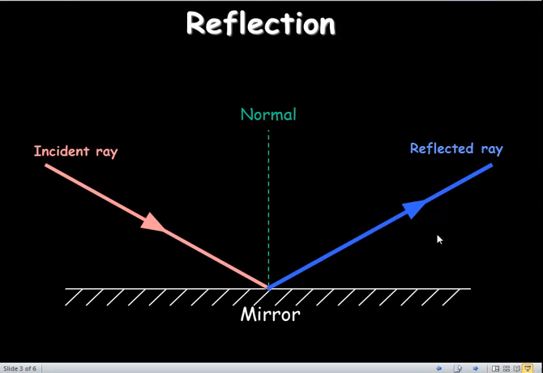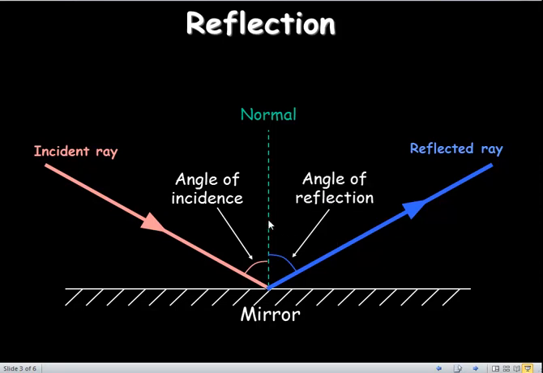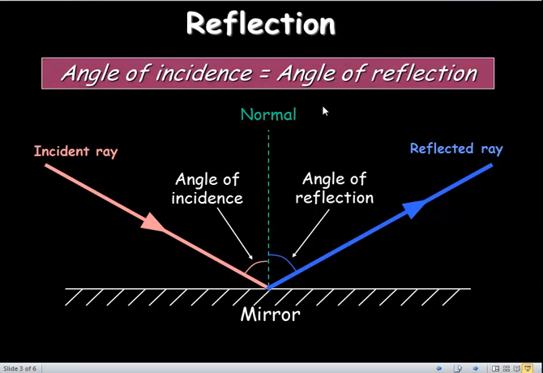Now, the rules of reflection mean that if I consider the angle between the incident ray and the normal, that's known as the angle of incidence, and in turn the angle between the normal and the reflected ray is the angle of reflection. Now, the rule which dictates reflection means the angle of incidence equals the angle of reflection. Something I'm quite sure you've come across many years ago in your own learning.